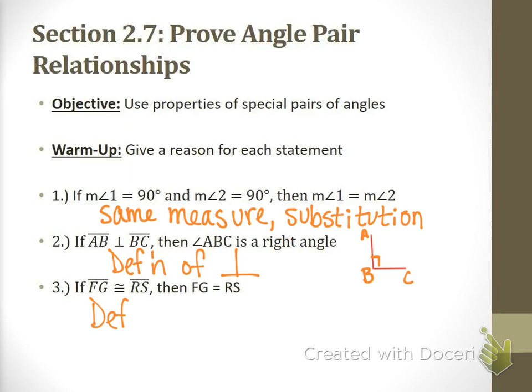You can use your definitions forwards and backwards. What I mean by that is if you were told that they were equal and then you're saying they're congruent, that's also definition of congruence. If you were told you have a right angle and then you're saying you've got perpendicular lines, that's still the definition of perpendicular. You can use your definitions forwards or backwards.